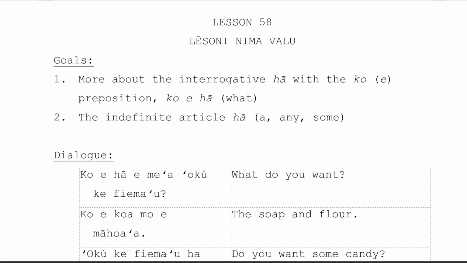So, today we're going to go over lesson 58 of Shamoy's intensive course in Tongan. The goals of this chapter are to learn about the interrogative ha when used with koe, which put together is koe ha, and that means what. But we're also going to be looking at the indefinite article ha, that should be ha, it's a typo, which means any, or some.